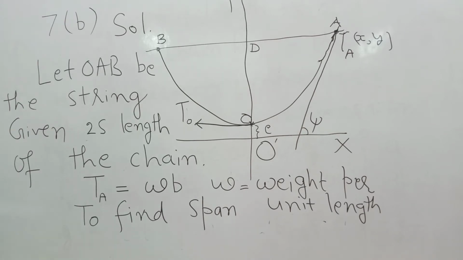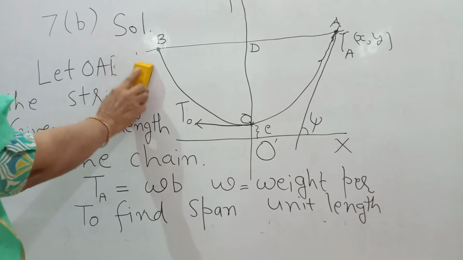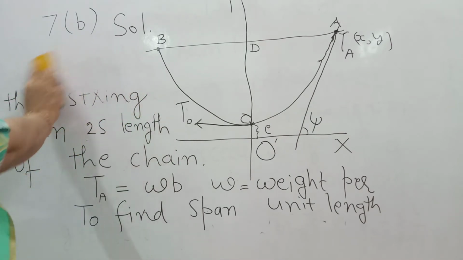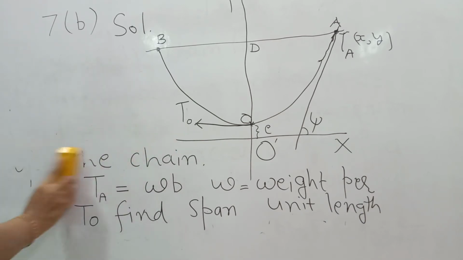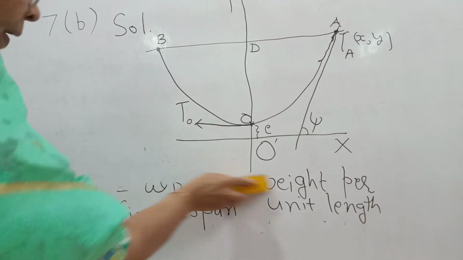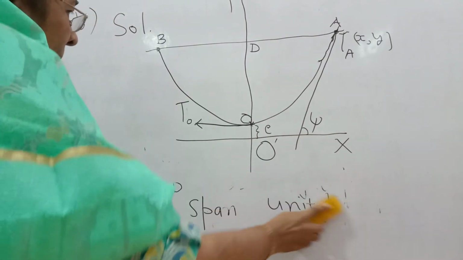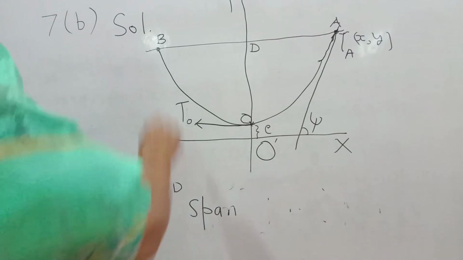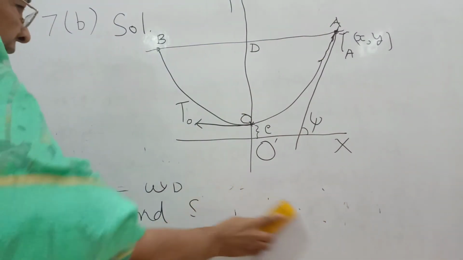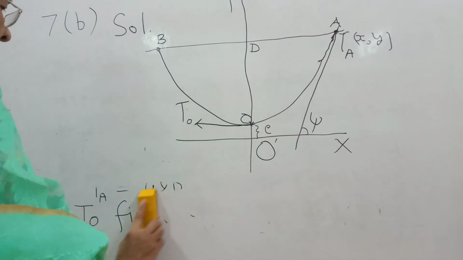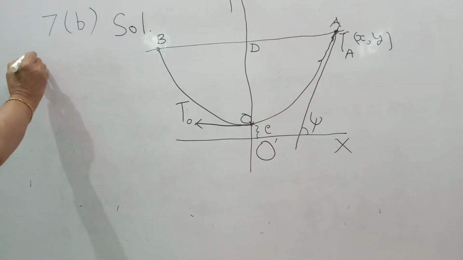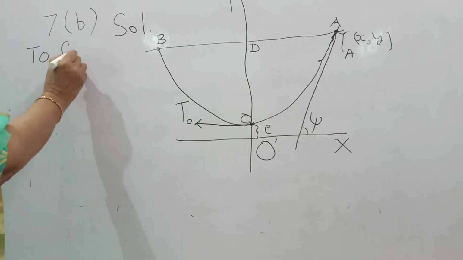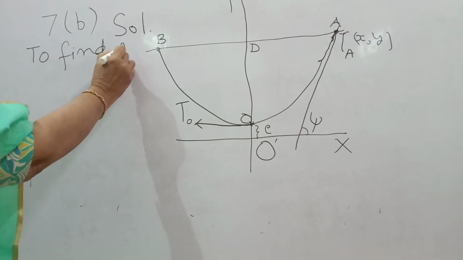When there is a question of catenary, what do we do? We derive some formulas which we are going to use here. Now span is simply the stretch, that is AB. So our target is to find AB.